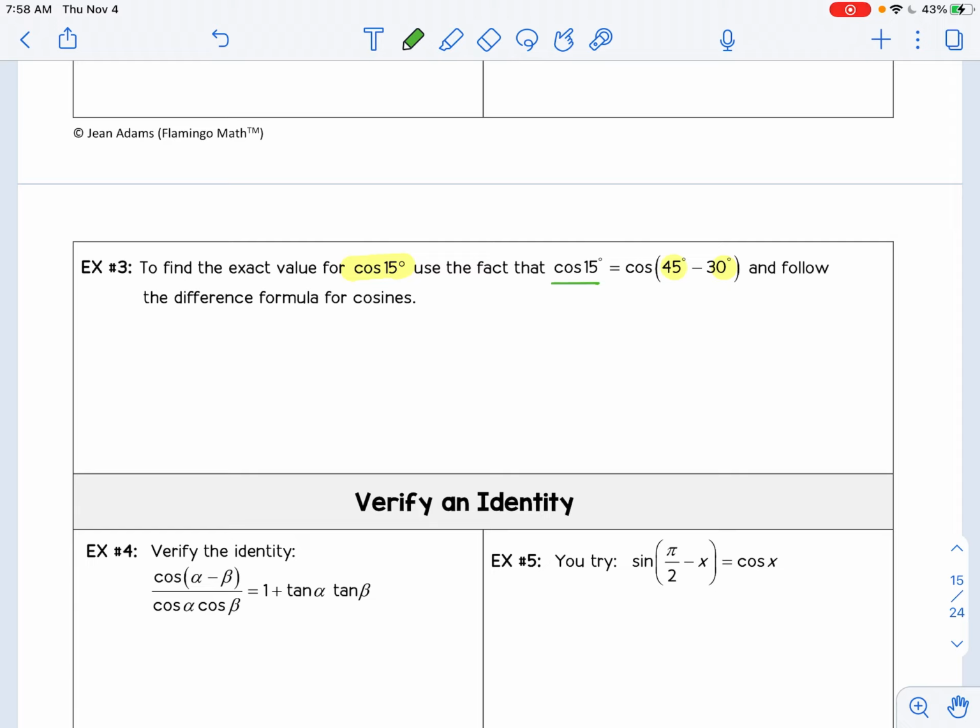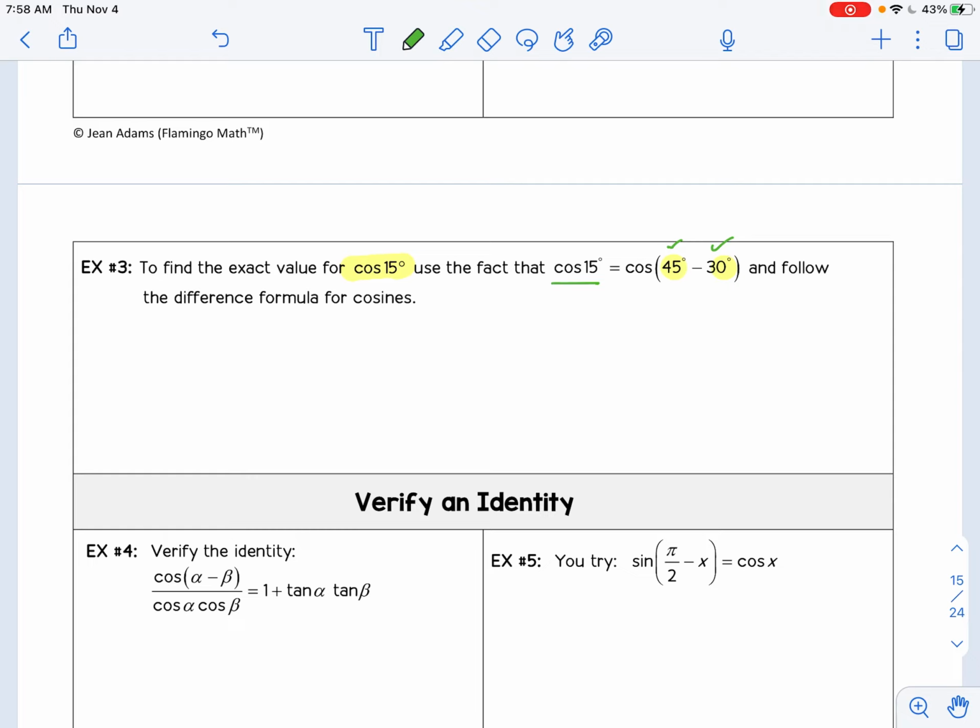Two of my knowns are 45 and 30, and if I subtract them, I would get 15. Or I could use 60 and 45, two that I know, and if I subtract them, I would get 15. But this is just as well. So once I identify that, I can write that and come up with knowns.